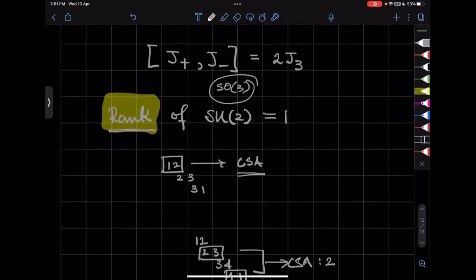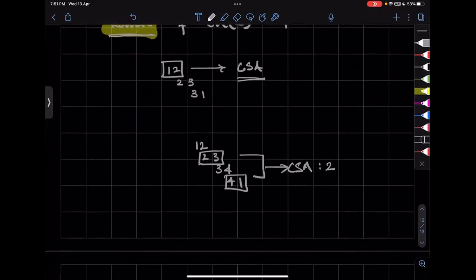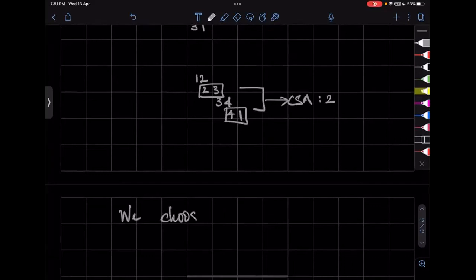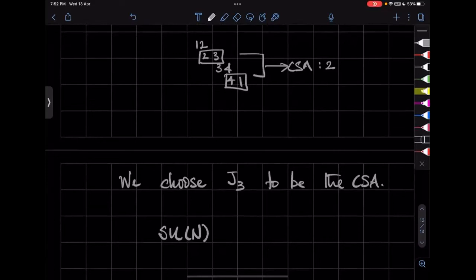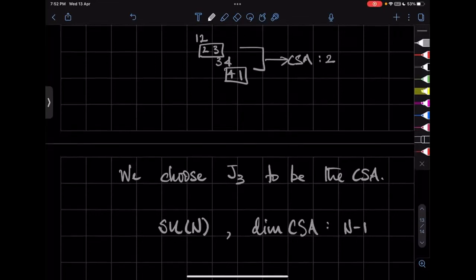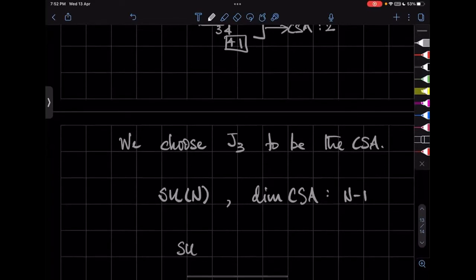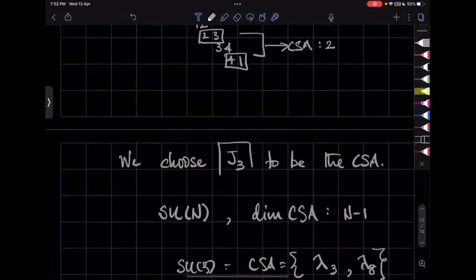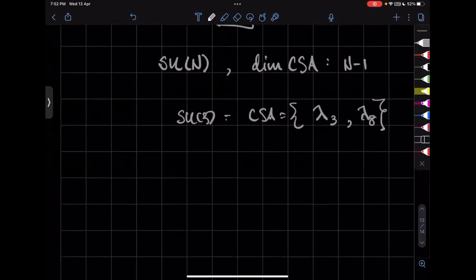So there is only one element of our Cartan subalgebra, and we can choose any generator. We choose J3 to be the Cartan subalgebra, okay? This is like an arbitrary choice. This is a conventional choice. By the way, if you are dealing with the group SU(N), then the dimension of the Cartan subalgebra is just N minus 1. So for SU3, the Cartan subalgebra will consist of lambda 3 and lambda 8, the traditional choices. Okay, so for this one, we are choosing the Cartan subalgebra to be J3.